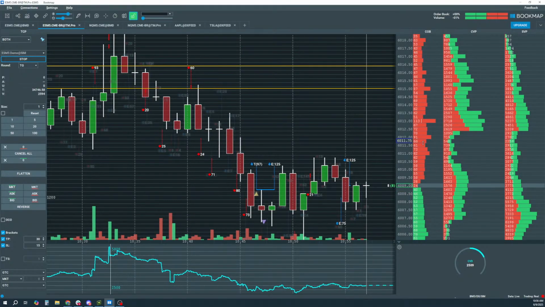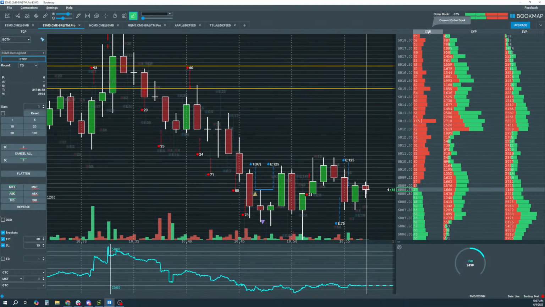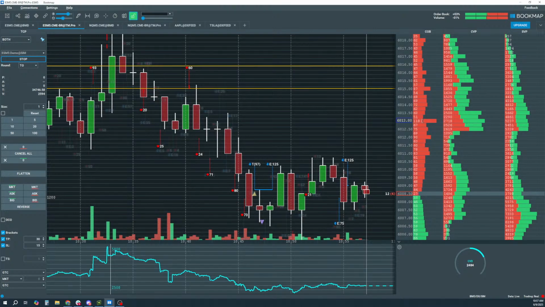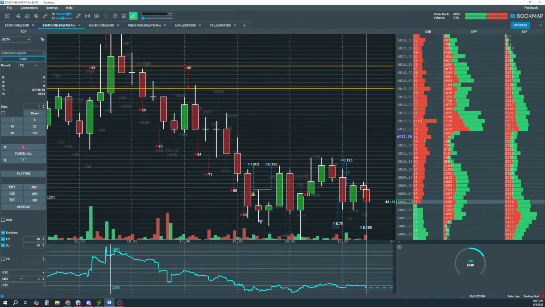Let me explain the heat map. It just takes the DOM depth of market data from your order book here, and you can see 115, 119 contracts up here at 13, 60, 13. It's the most in the visible book at the moment, right? And you can see a histogram here.